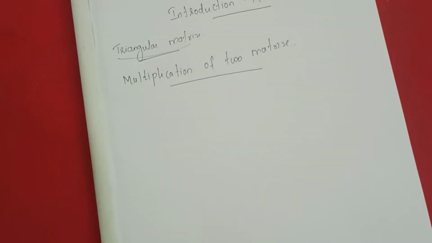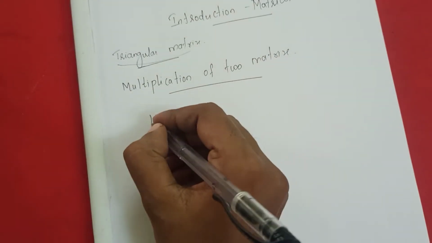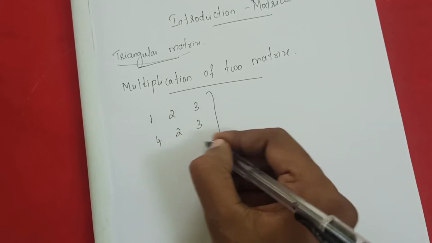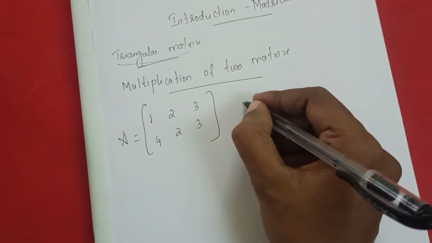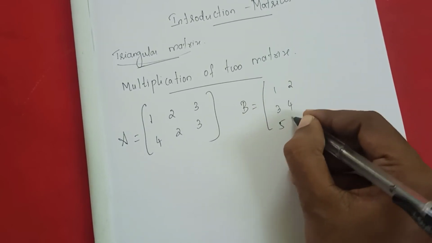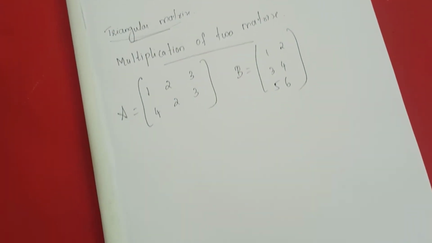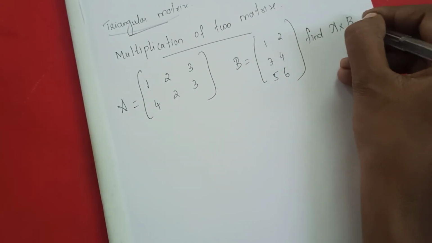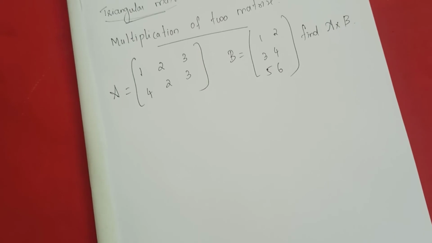I will work out an example for you. Okay, see, 1 2 3, 4 2. Let us consider this as matrix A, and another matrix, 1 2 3 4 5 6. So we need to find A cross B. Find the product of the two matrices.